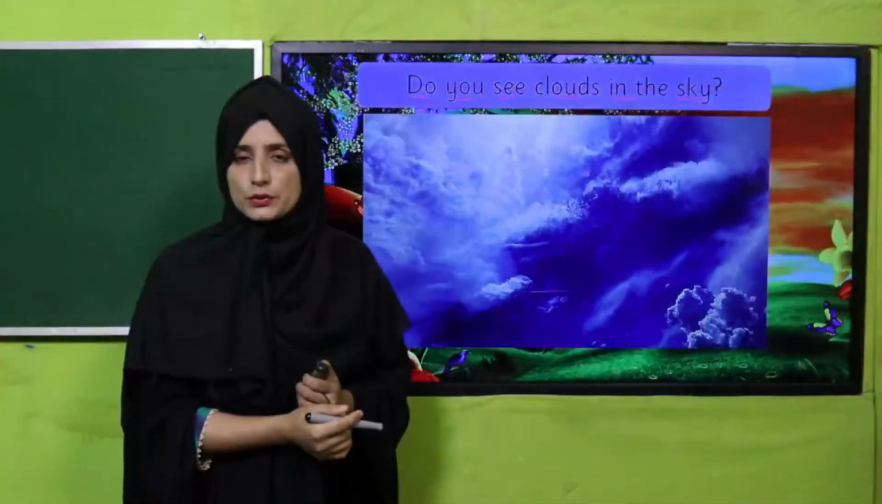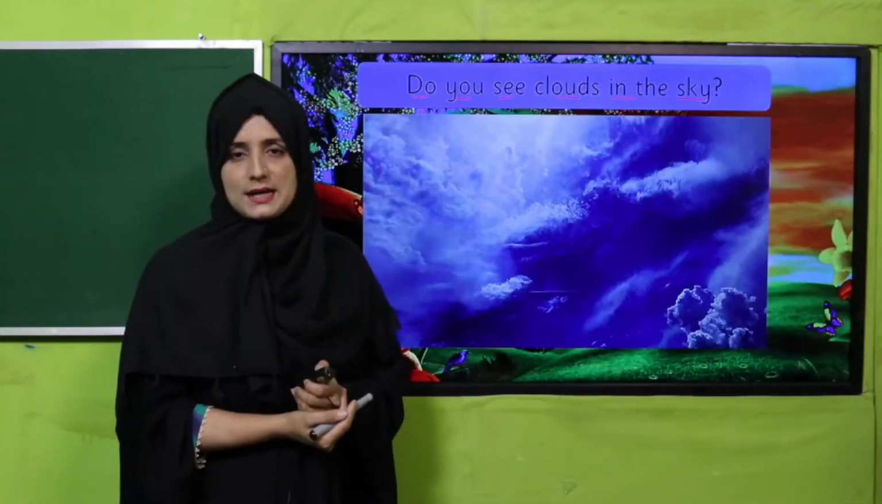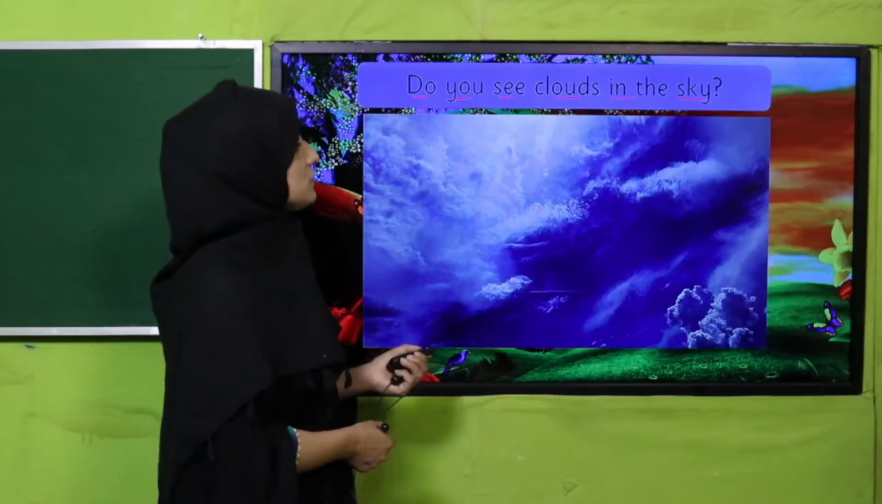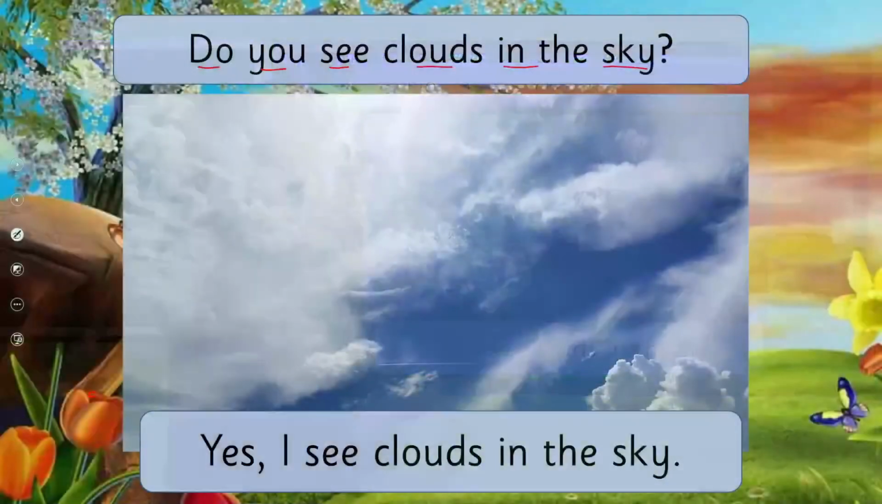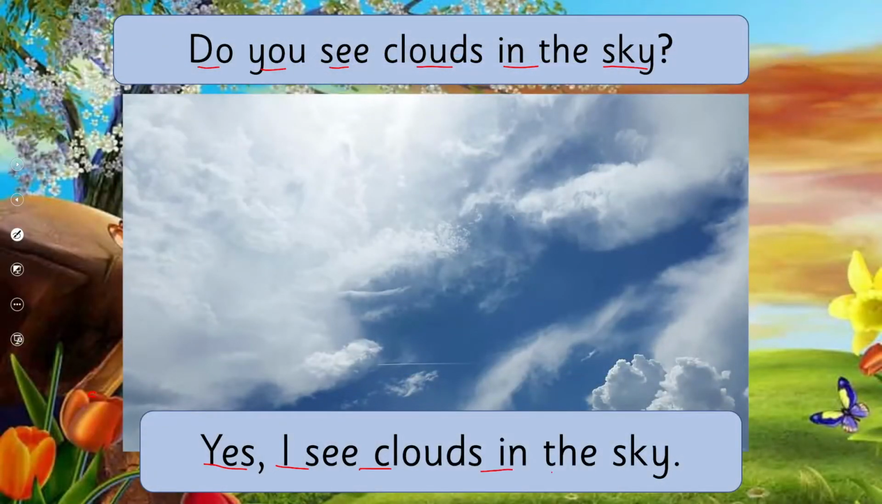So yes, my dear students, do you see clouds in the sky? Good. So let's see what the response is. Yes, I see clouds in the sky. So keep in mind and try to judge in these examples, my dear students. I have there, do you see clouds in the sky?